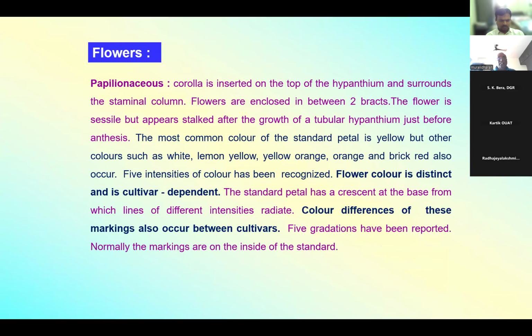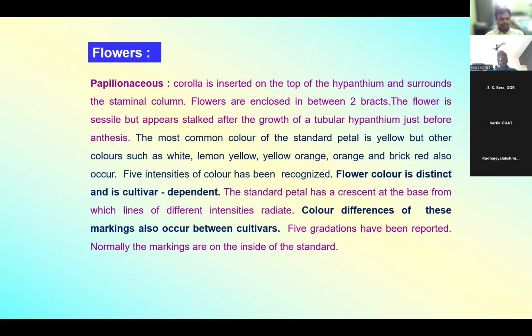The flowers. Actually, here also you see that flowers are enclosed in bracts. The most common color of the standard petal is yellow, but there are other colors also. Flower color is distinct and is cultivar dependent. The standard petal has a crescent at the base from which lines of different intensities radiate. Color differences of these markings also occur between cultivars. You see that in germplasm, USA 86 and 68 or 74, they will be having different crescent radiations.